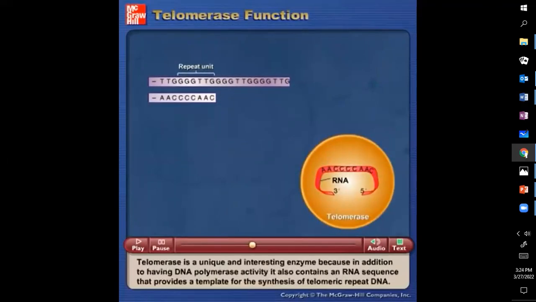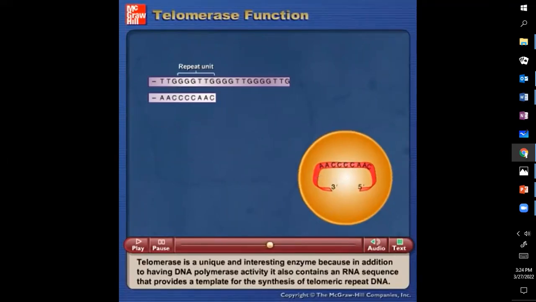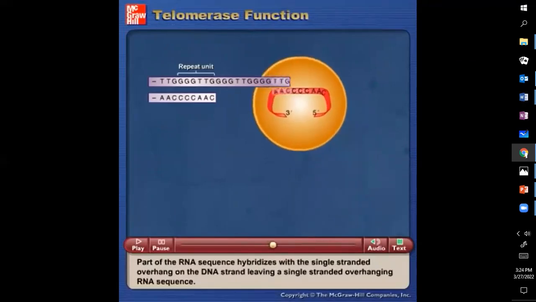Telomerase is a unique and interesting enzyme because, in addition to having DNA polymerase activity, it also contains an RNA sequence that provides a template for the synthesis of telomeric repeat DNA. Part of the RNA sequence hybridizes with the single-stranded overhang of the DNA strand, leaving a single-stranded overhanging RNA sequence. The repeat unit shown here is from tetrahymena, which is a model organism used in telomere and telomerase research.